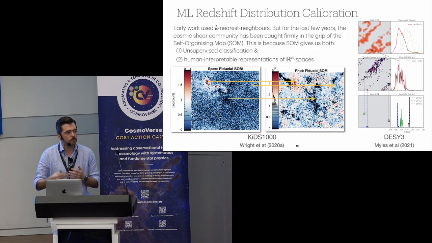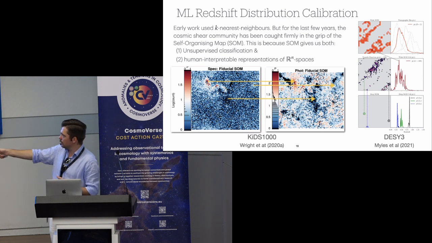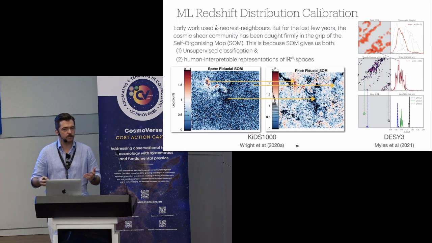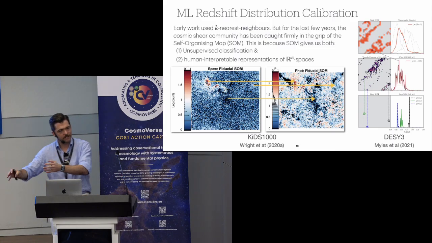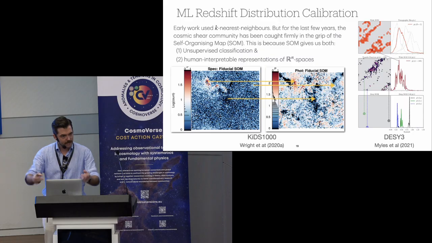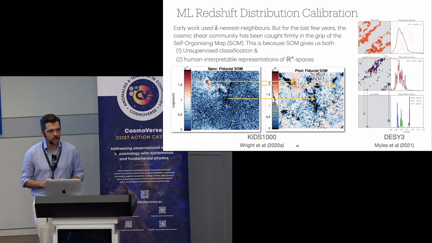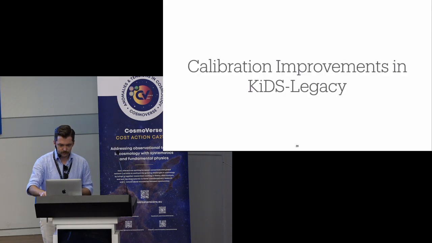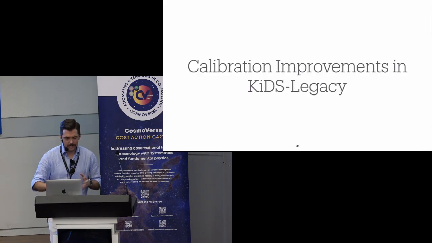And we essentially reweight the distributions in color space so that the representation in this space matches this space, and that gives us our redshift distribution. We then perform this same analysis on detailed image simulations that have all of the complexities of our data in order to estimate the bias that's present in those redshift distribution estimates, and then we use those for our cosmological inference. So how is this improved in Kids Legacy?